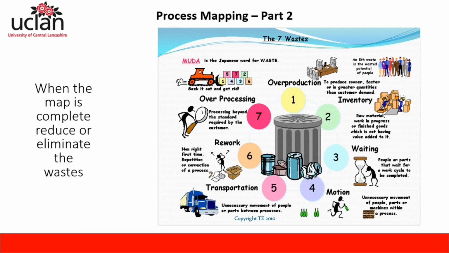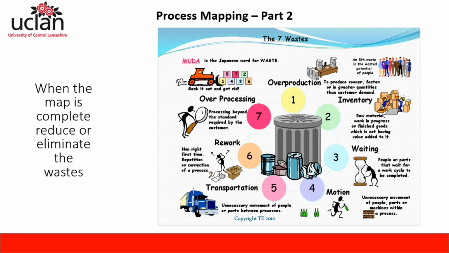So when your value stream map is complete, the idea is to then reduce the time it takes for the value added activities and eliminate the waste from the non-value added activities. And these wastes can be characterised by the 7 wastes. So the first one is overproduction. This is to produce sooner, faster, or in greater quantities than the customer demands.